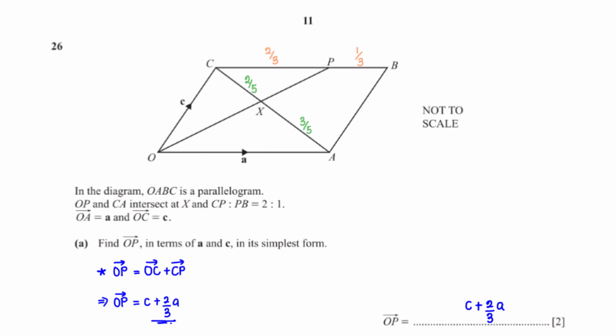In the diagram, OABC is a parallelogram. OP and CA intersect at X, and CP is to PB equals 2:1. OA is a and OC is c. Find OP in terms of a and c in its simplest form. OP can be expressed as OC plus CP. OC is c and CP is 2/3 of a, so we have c plus 2/3 a.